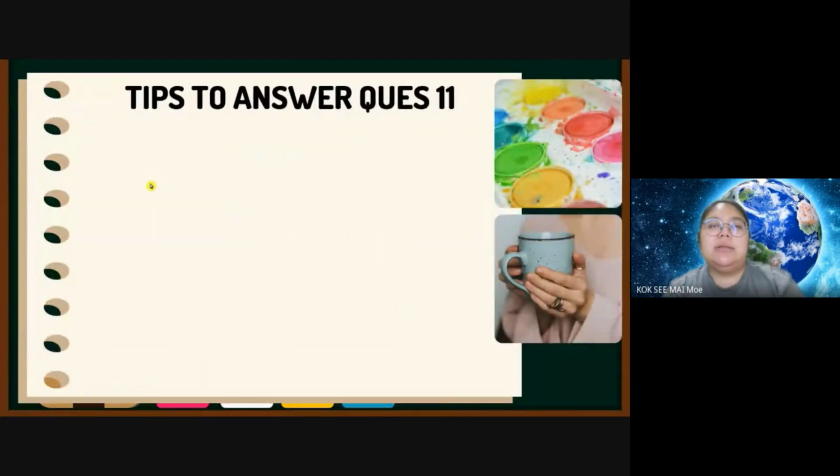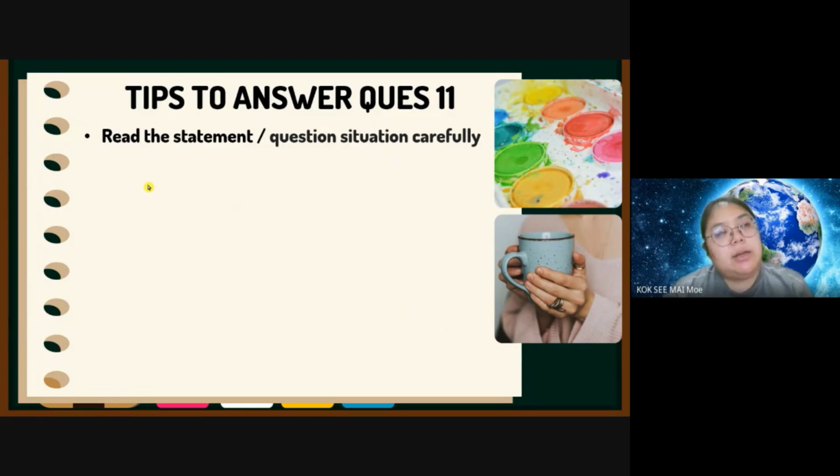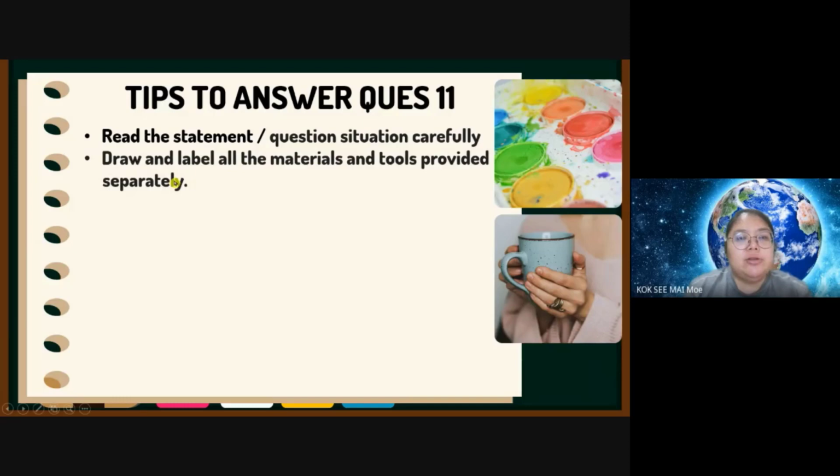Okay, tips to answer question 11. We're going to see what the tips are. Read the statement. Normally, they give a statement before you start to do the question. You need to read the statement or question situation carefully. You need to draw and label all the materials and tools provided separately. So that means later for the experiment, you need to draw one.